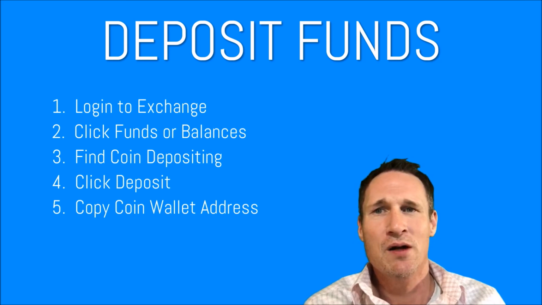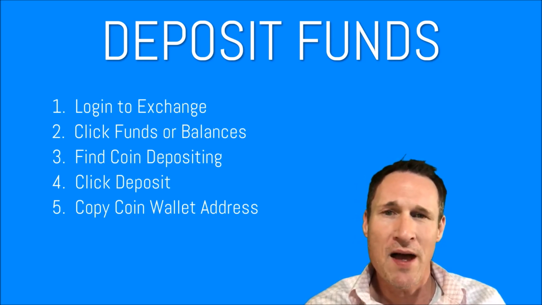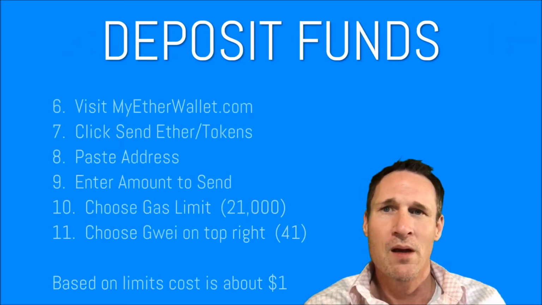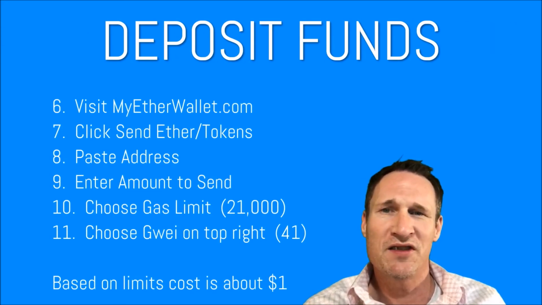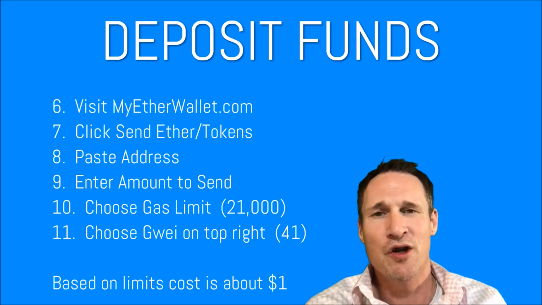So, depositing funds: log into the exchange, click funds or balances, find a coin that you're going to deposit to, click deposit, and then copy that coin wallet address. After you're done with that, now we're going to go back to MyEtherWallet, and you're going to click Send Ether and Tokens. You're going to paste the address you just copied. You're going to enter the amount that you want to send, and then you're going to choose a gas limit and choose a gwei.